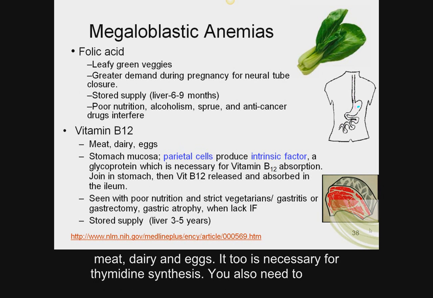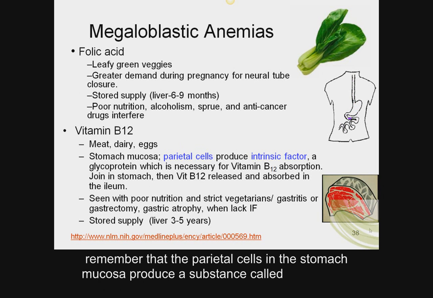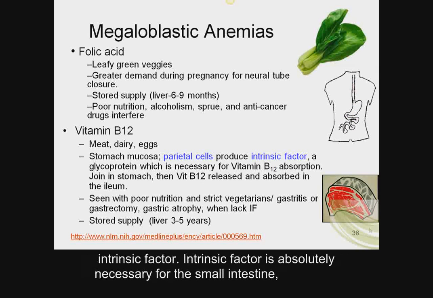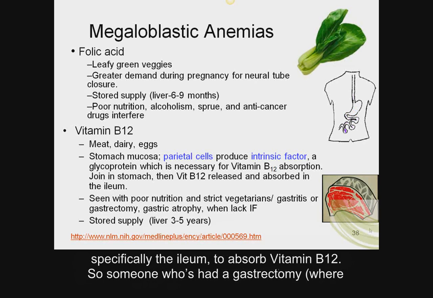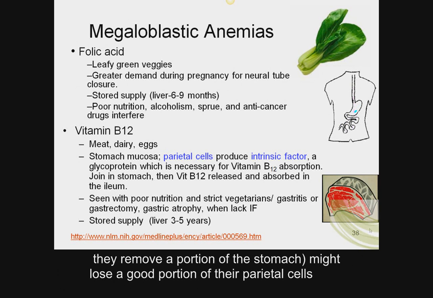Vitamin B12 is found in meat, dairy, and eggs. It too is necessary for thymidine synthesis. You also need to remember that the parietal cells in the stomach mucosa produce a substance called intrinsic factor. An intrinsic factor is absolutely necessary for the small intestine, specifically the ileum, to absorb vitamin B12.